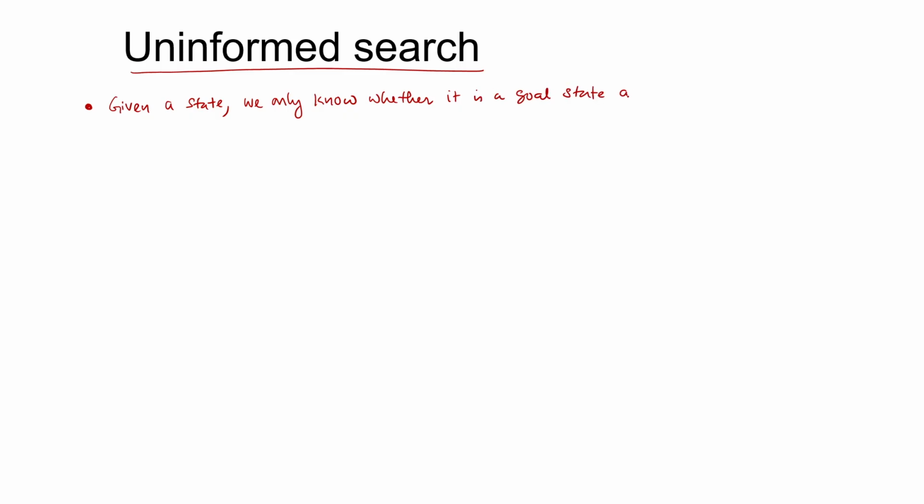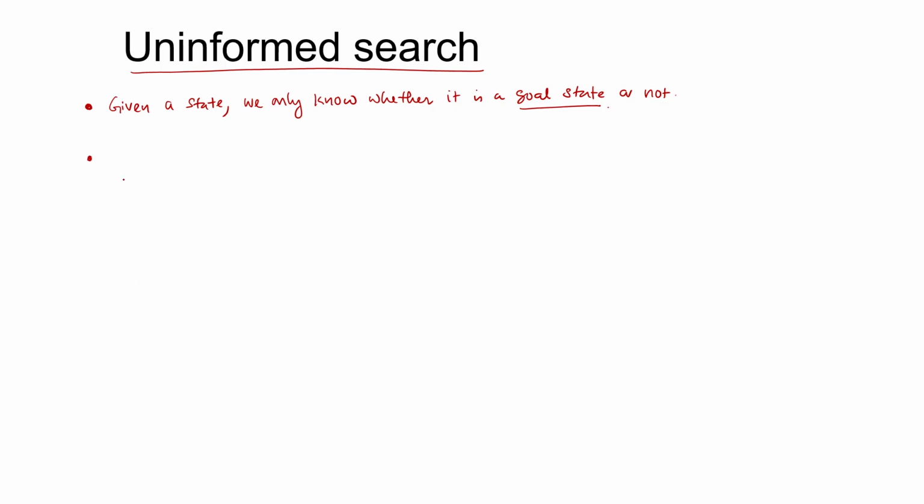Okay. So, now let us talk about something called uninformed search. The first point is that given a state, we only know whether it is a goal state or not. If it is a goal state, we know, or if it is not a goal state, that is the only thing we know, right.